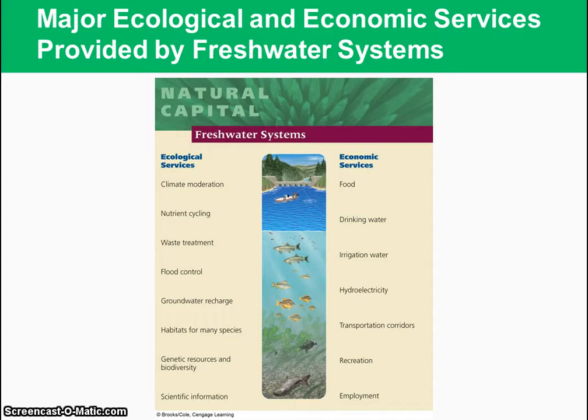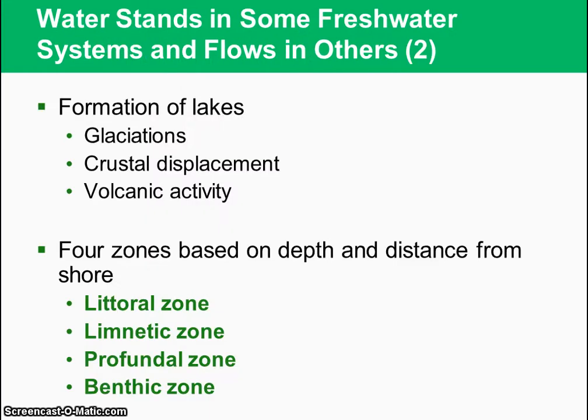And also there we've got transportation corridors. The Mississippi is still a huge shipping channel. There are still large boats that go up and down the Mississippi. Hydroelectricity, tons of reasons to care about freshwater ecosystems.